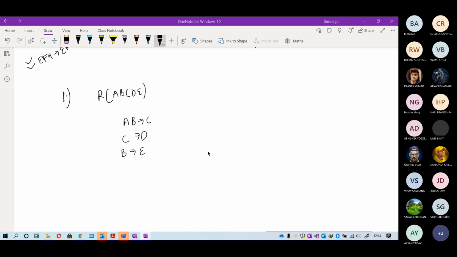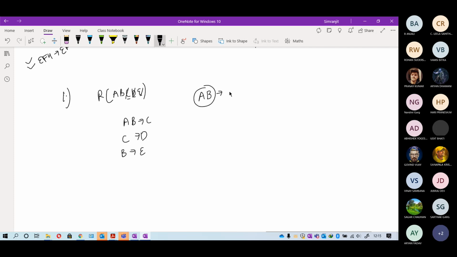Okay, Pranay, I'll repeat it. The same concept. The concept is that whatever is present on the right hand side is extractable from the left hand side. So whatever is present on the right hand side, just delete that from the relation. So CD is deleted from the relation. The only attributes that are left here are AB.